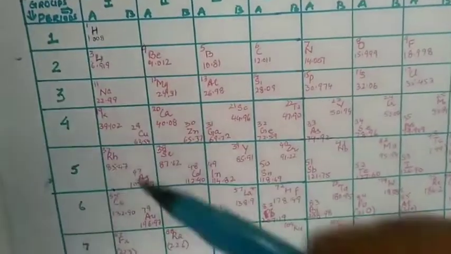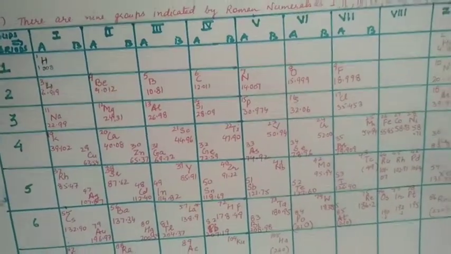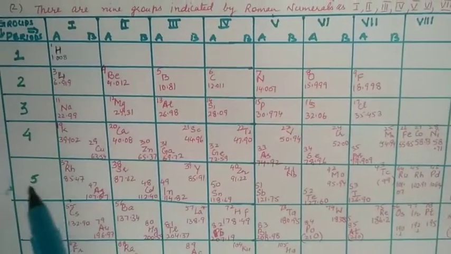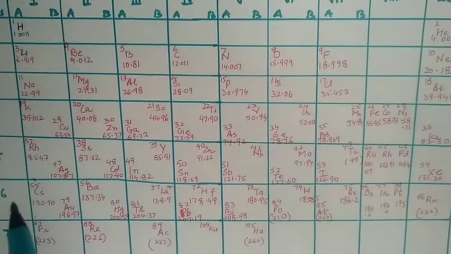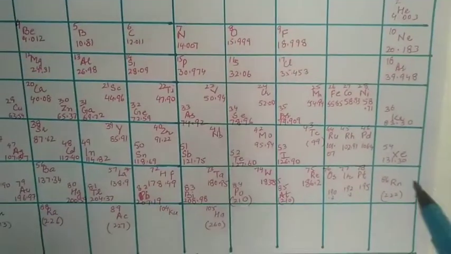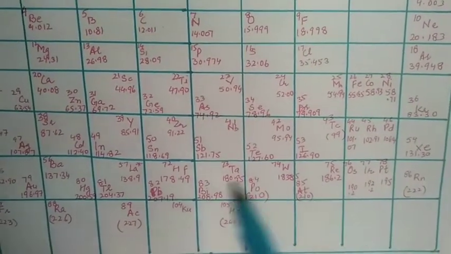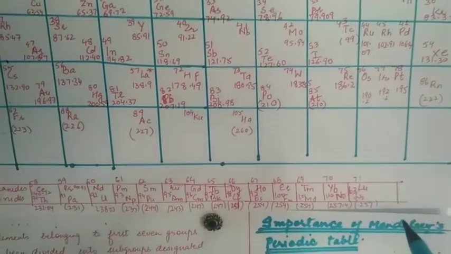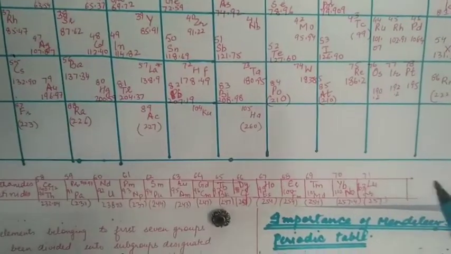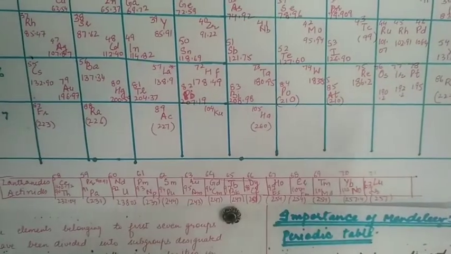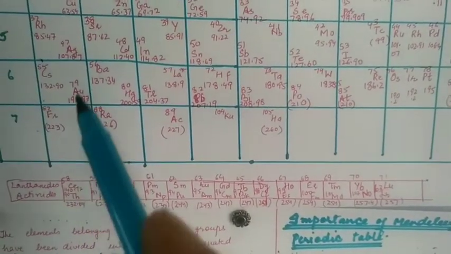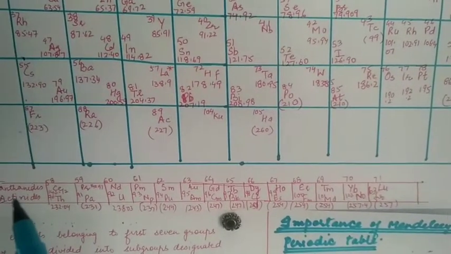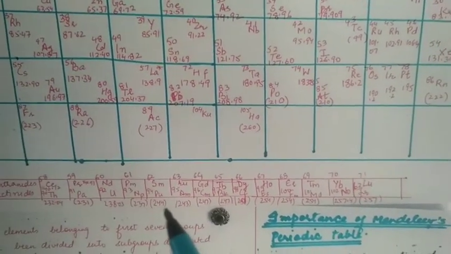There are 7 periods. They are numbered from 1 to 7. Period number 4 will have 18 elements. Period number 5 will have 18 elements. Period number 6, of the 32 elements that it contains, 14 are placed in another series at the bottom of the periodic table. There are 2 such series, of period 6 and of period 7. These are called Lanthanides and Actinides respectively.